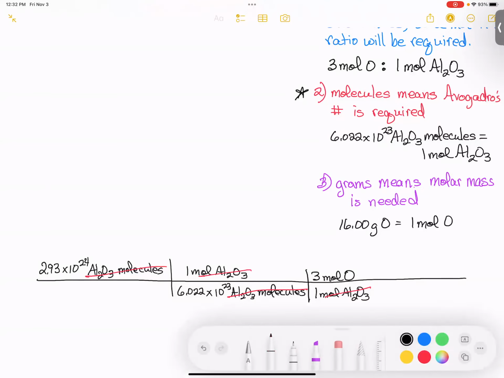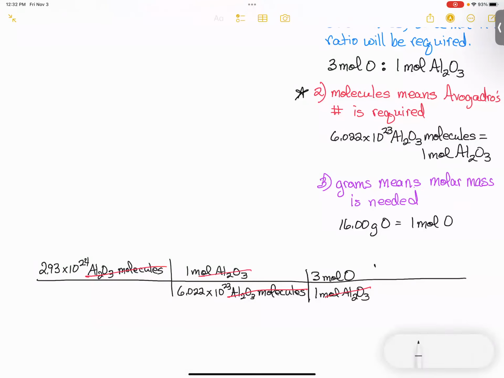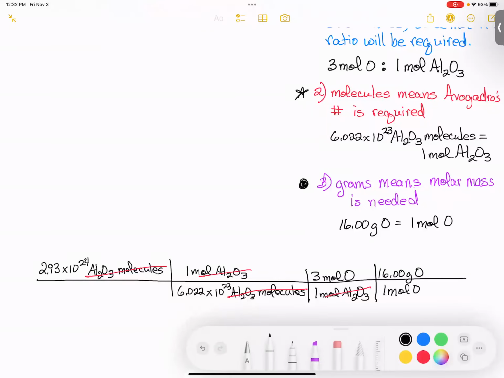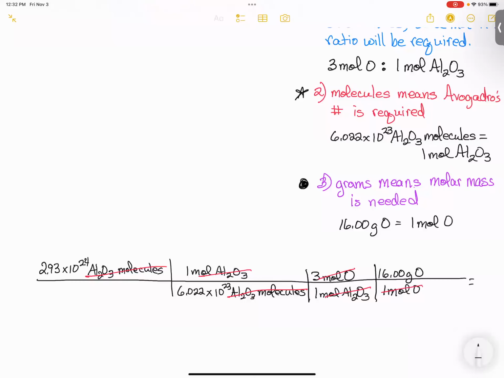But we weren't asked for moles of oxygen. We were asked for mass of oxygen. So we need a third conversion factor. So we're going to use the third one in this case to go to grams of oxygen. The mole portion has to go in the denominator with the gram portion in the numerator. The mole portion is placed in the denominator so that the unit and the substance will cancel, and you are left with grams of oxygen, because that's what you were asked to solve for.